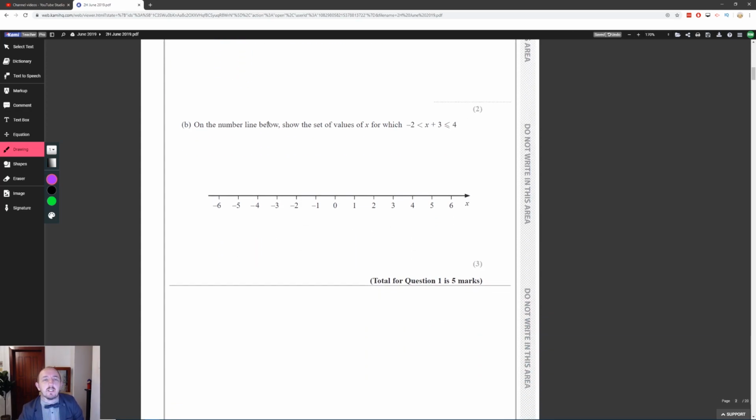On the number line below, we're going to show this set of values, so we're going to subtract 3 from all of these to get negative 5 is less than x, less than or equal to 1. So we're going to do an open circle on negative 5 and a closed circle on 1, and connect those together with a line, with arrows pointing in.